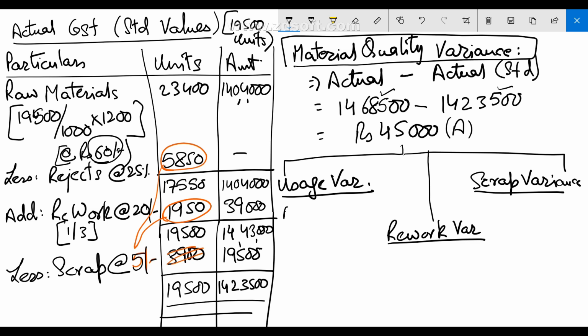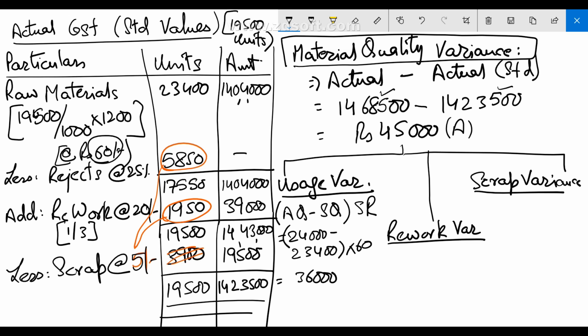Okay, usage variance. Please tell me the formula quickly. Sir, actual quantity minus standard quantity, multiplied by standard rate is the formula for usage variance. Absolutely perfect. 24,000 was actually bought by us. However, we should have bought 23,400, at the rate of rupees 60. So 36,000 is the adverse usage variance which we are expecting. Perfect. What will be the scrap variance? Scrap variance should be actual quantity or actual scrap which was there.